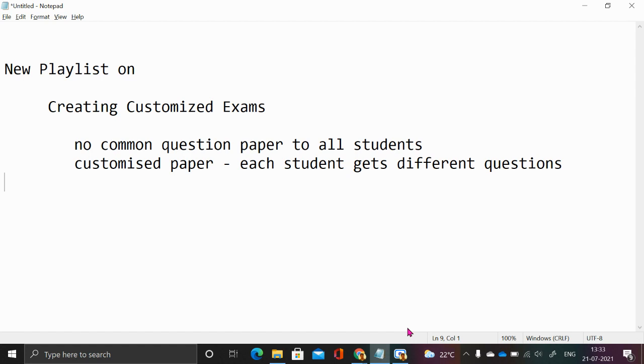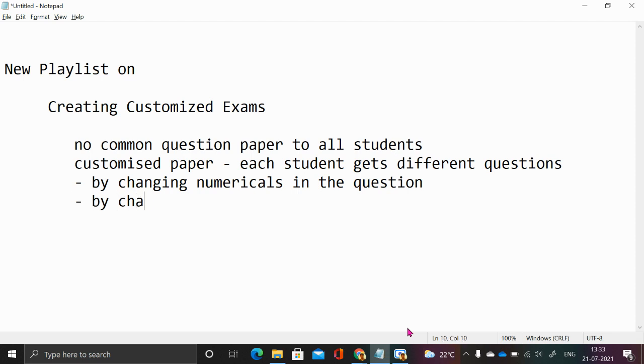So how do we generate different questions? One way is by changing numericals in the questions, or by changing the question itself, of similar difficulty.